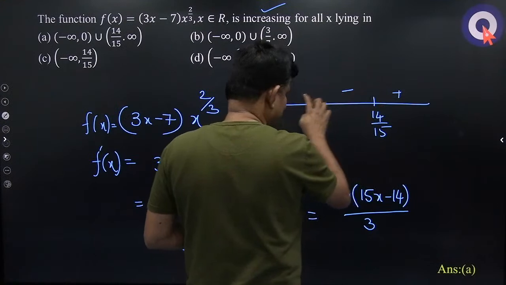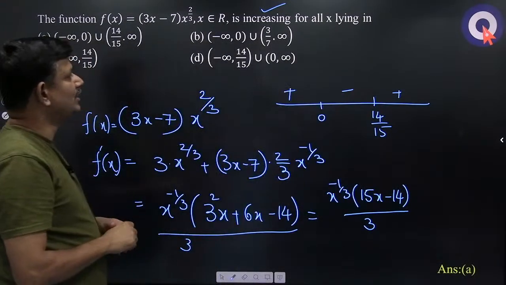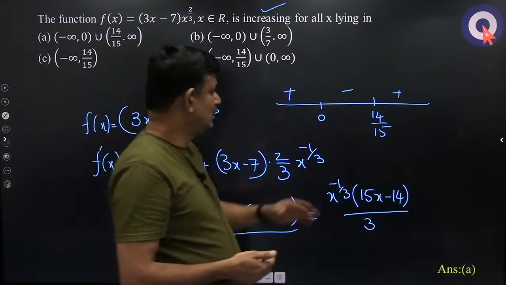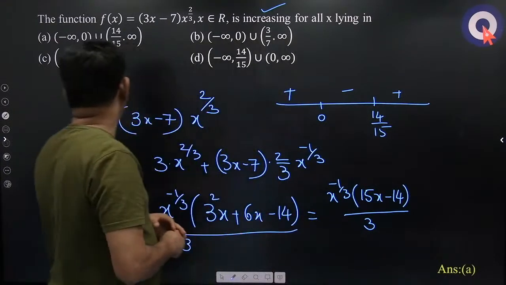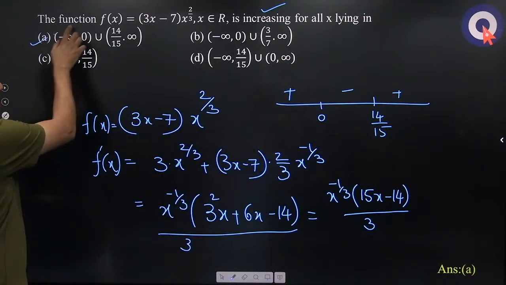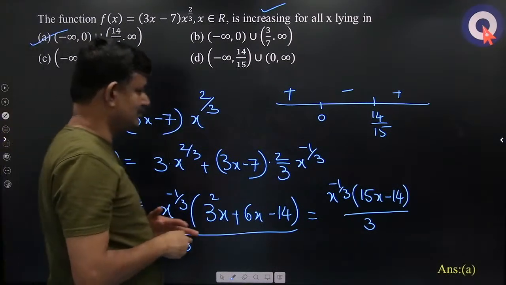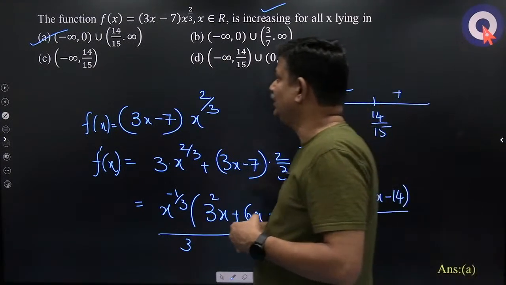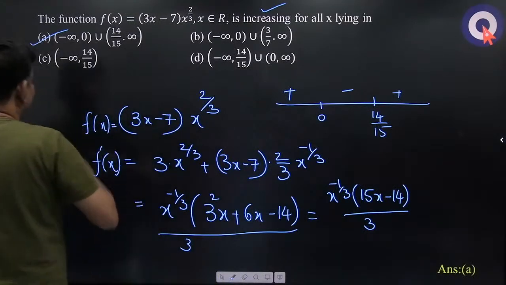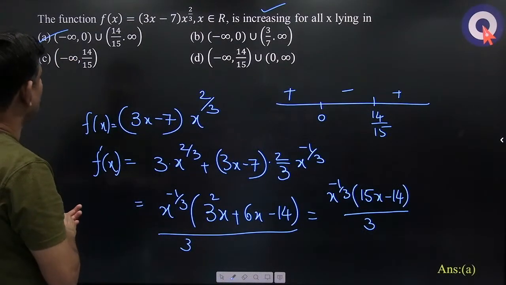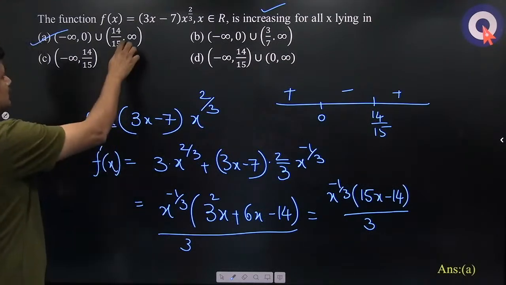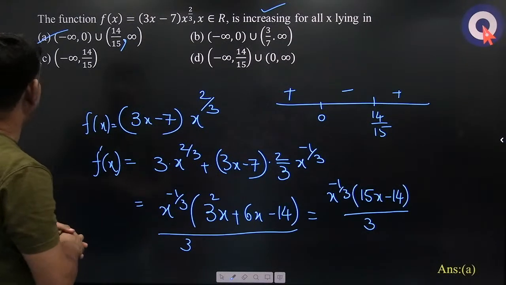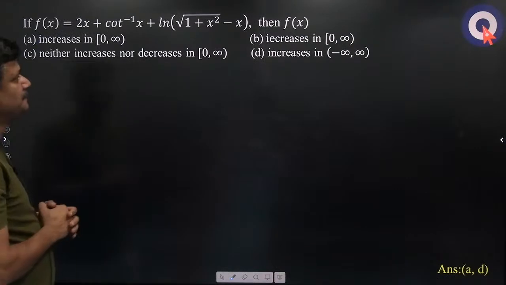So here it will be positive, negative, positive. Where we want it to be increasing, it will be increasing in the interval minus infinity to 0, union 14 by 15 to infinity. That will be your region. Option A. So it will be increasing in this particular interval. Now to be more precise, I will have to have these intervals as closed intervals. These intervals can be closed intervals. Next.